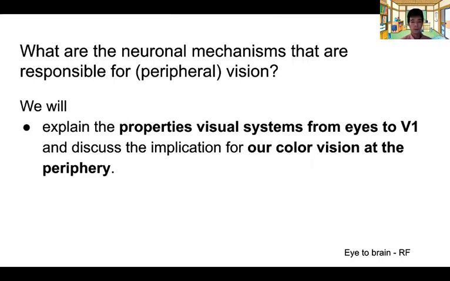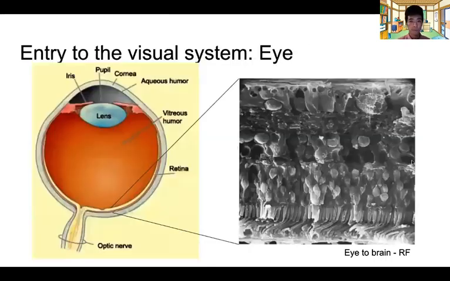Okay, so we are now going to cover what the neuronal mechanisms are that are responsible for peripheral vision. Here we aim to explain the properties of the visual system from the eyes to V1, and explain color vision at the periphery.